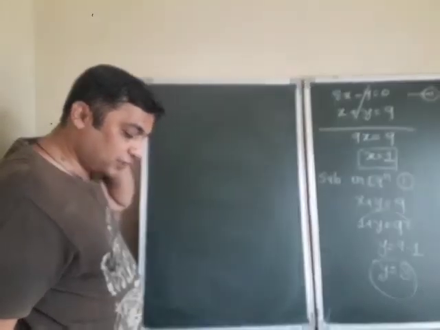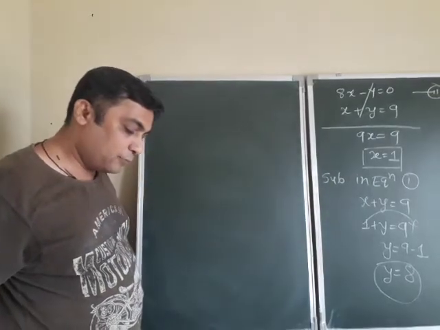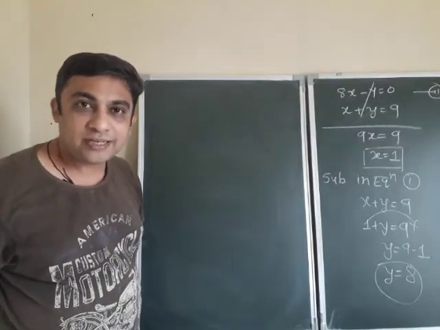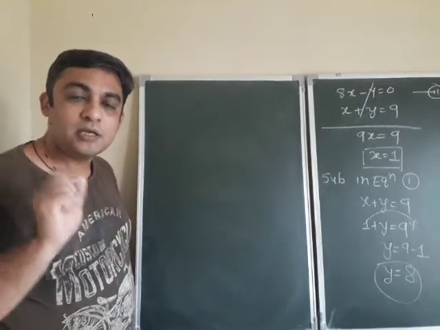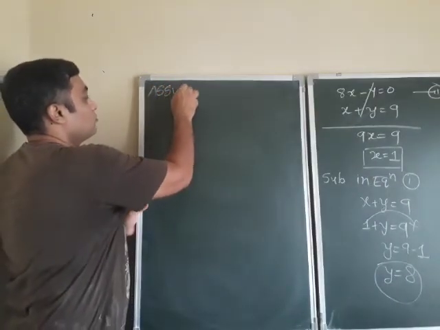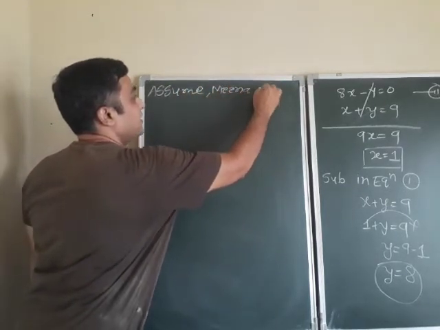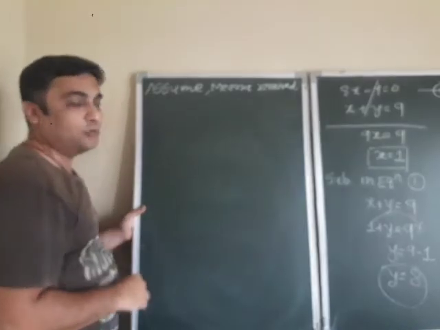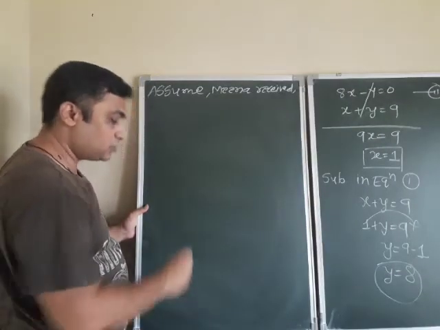Meena went to a bank to withdraw rupees 2000. What you require to find out is how many notes of rupees 50 and rupees 100 she received. So as I told you, in a linear equation, what you require to find, that you assume. So you require to find out the number of notes of 50 rupees and the number of notes of 100 rupees. So first of all, assume Meena received 50 rupees notes.